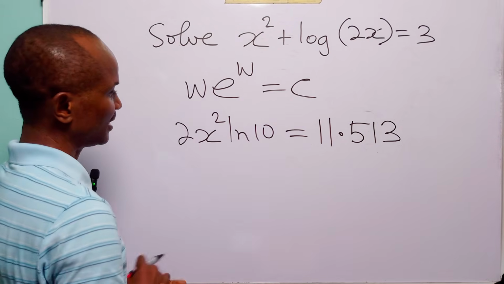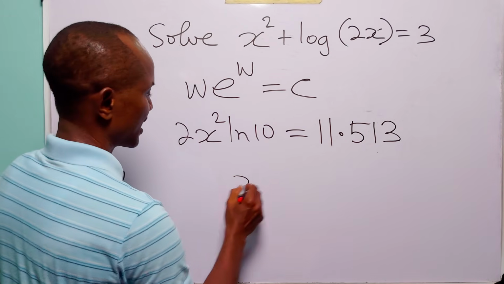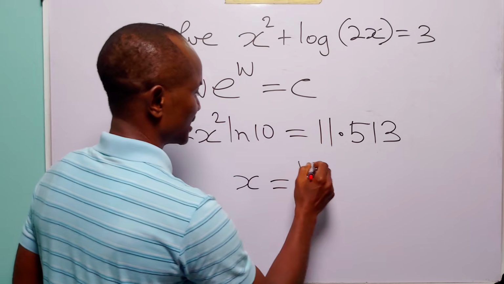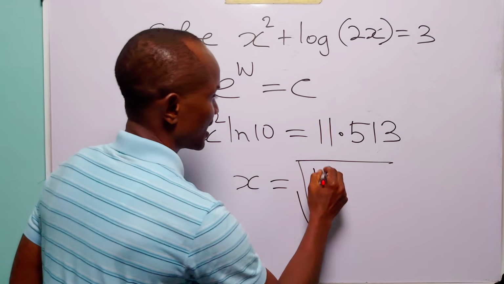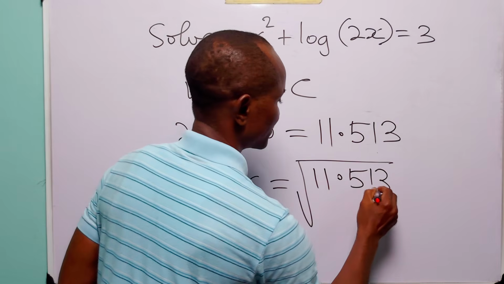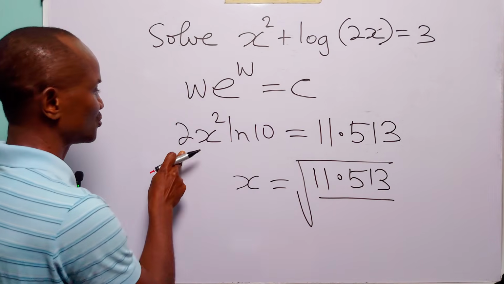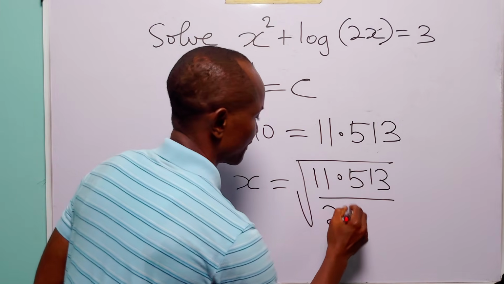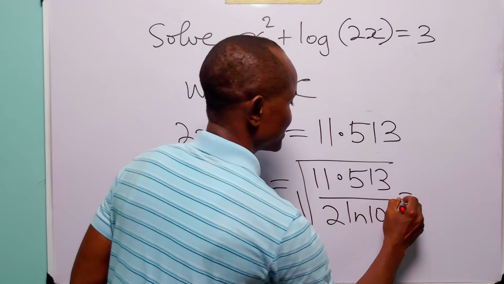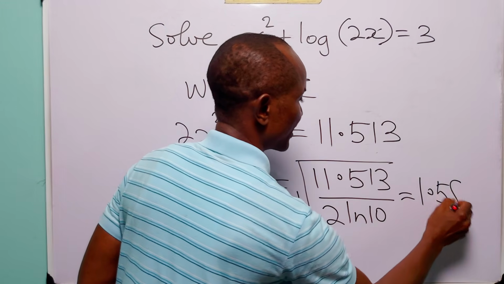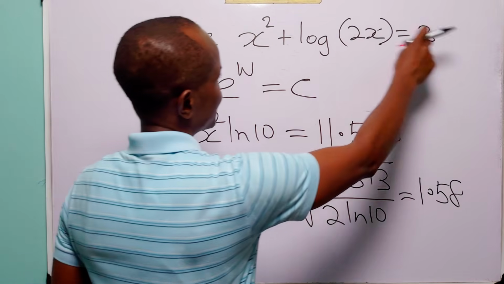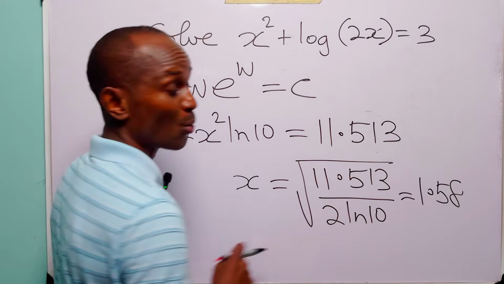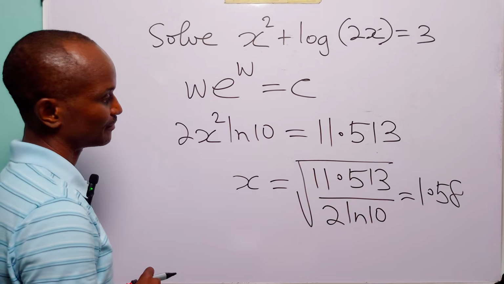11.513. And from here, we have that x is equal to the square root, because of this square, of 11.513 divided by 2 times ln 10. And this is equal to 1.58. So the value of x that satisfies this logarithmic equation is 1.58.